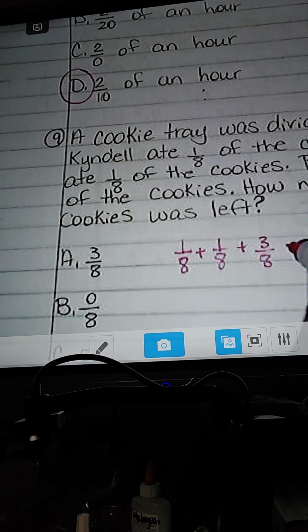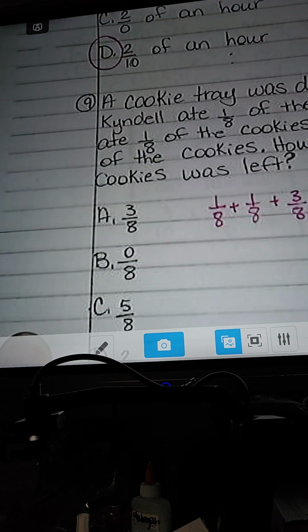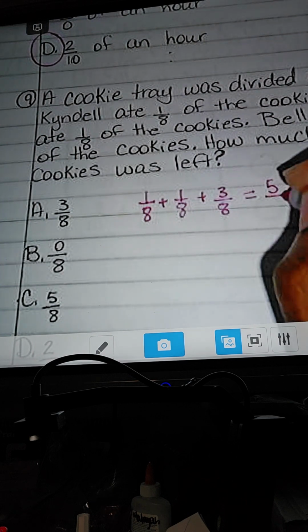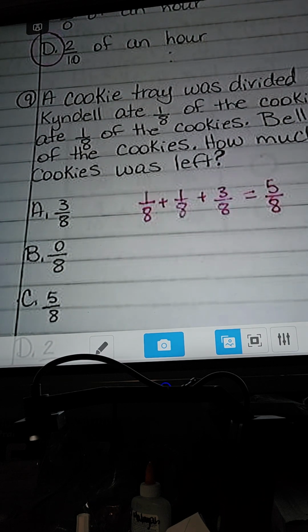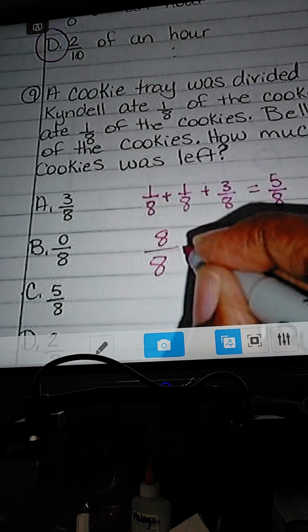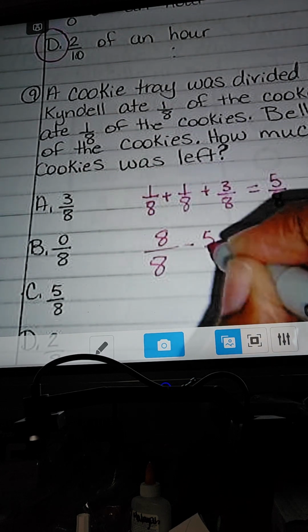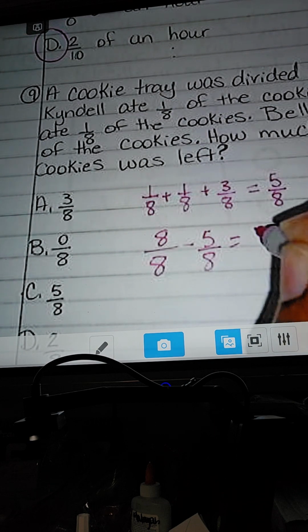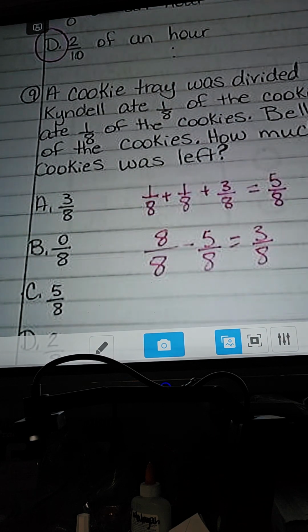So if we add it, what do we get? 5/8. And now what do I do? Subtract it from what? 8/8. Remember, if you're subtracting, you gotta start with the whole. What's the whole when we're talking about 8? 8/8. So we have 8/8, which is the whole cookie tray, and we take away what the girls ate. We have what left? 3/8. Very good. What is our answer? A. Very good.